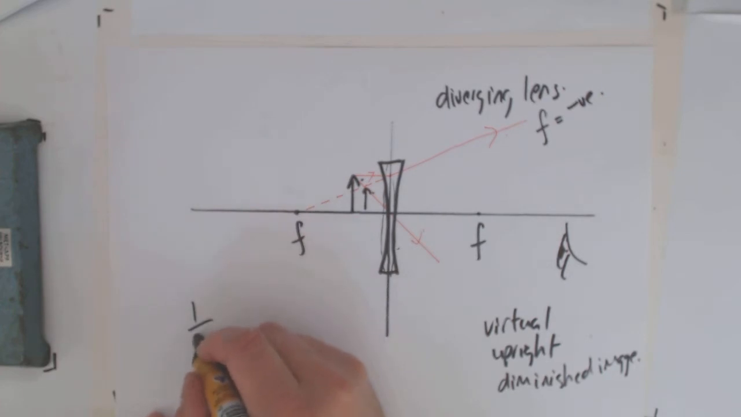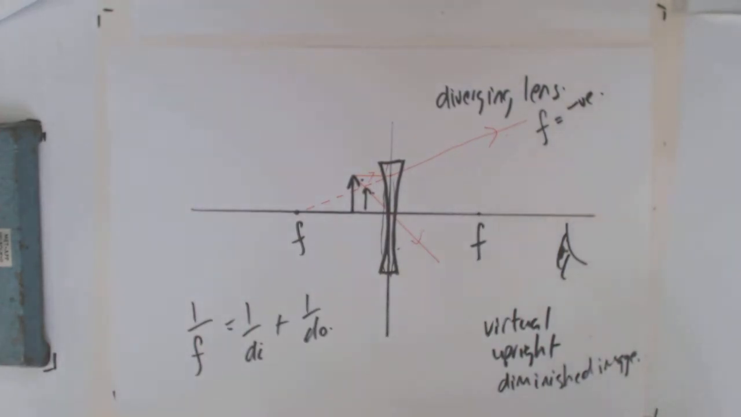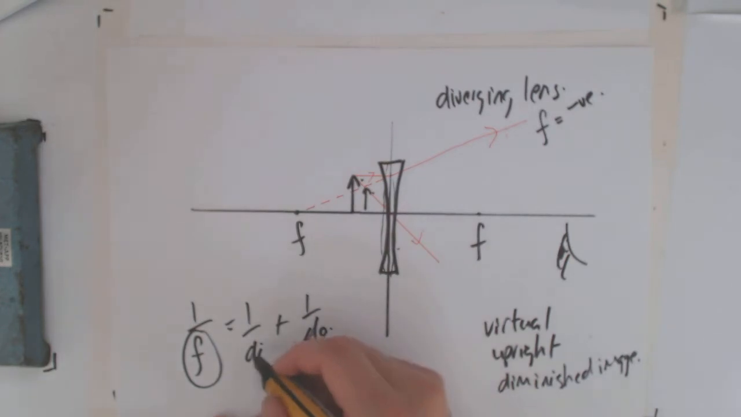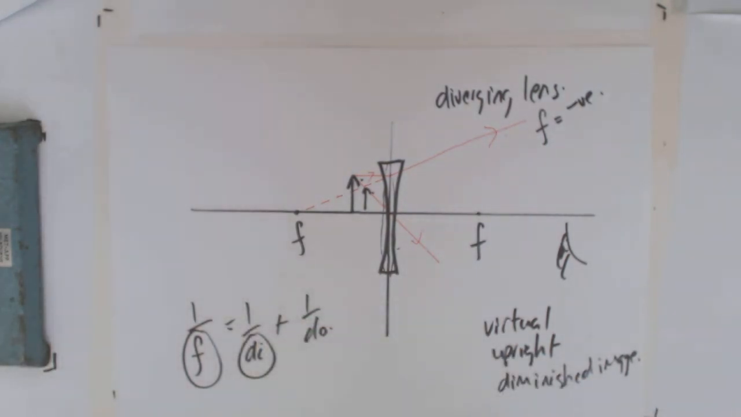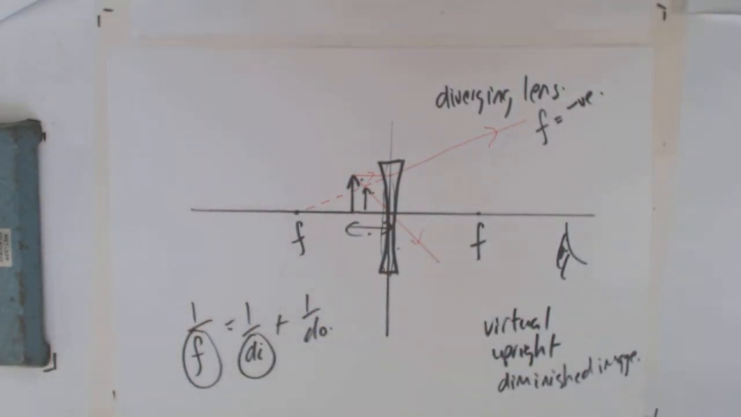Yes. When we do our formula, what we end up with is the same situation. f must be negative. We're going to end up with a di which is also negative. Distance to the object, as usual, is just the distance to the object. Distance to the image is the usual distance to the image. So this is the one that does that.